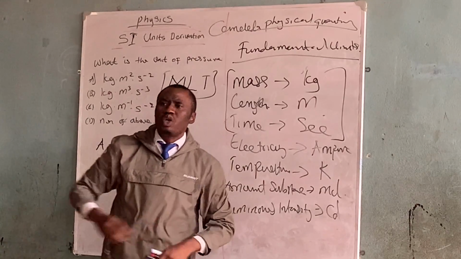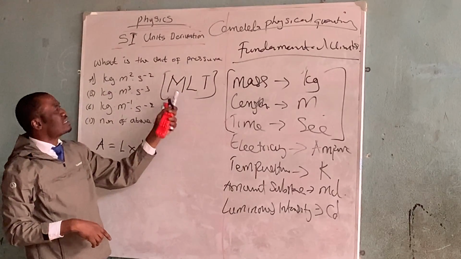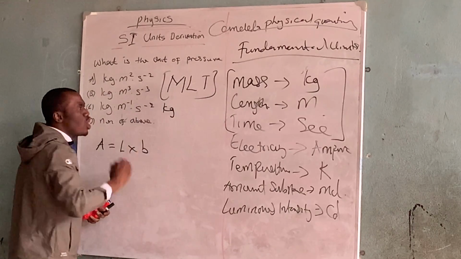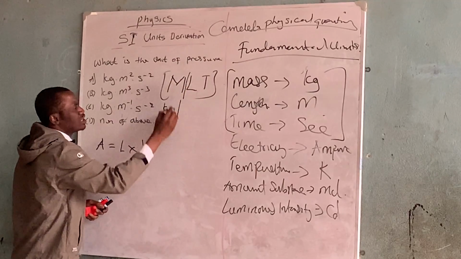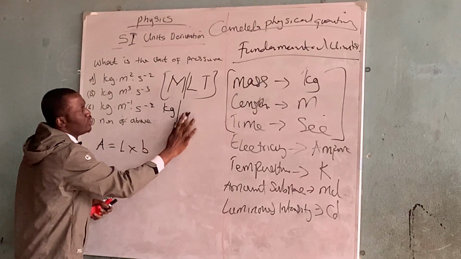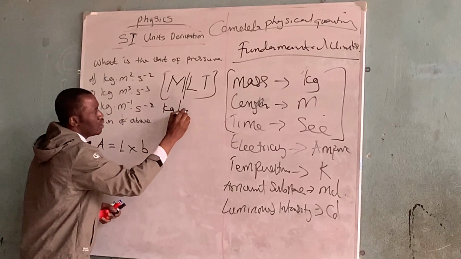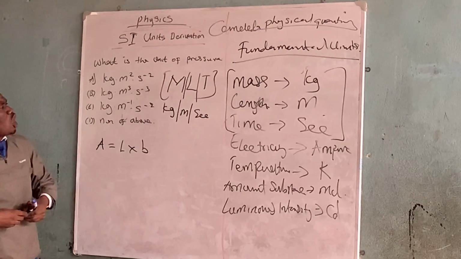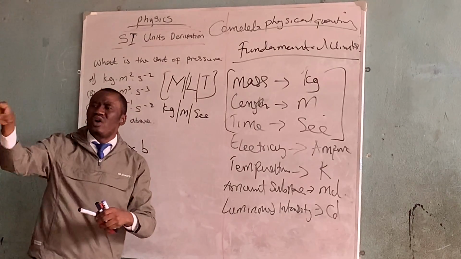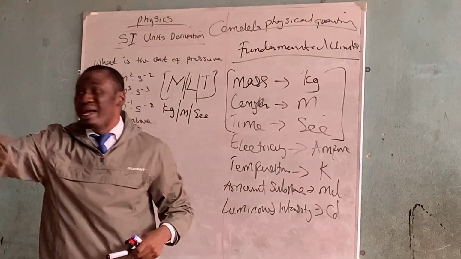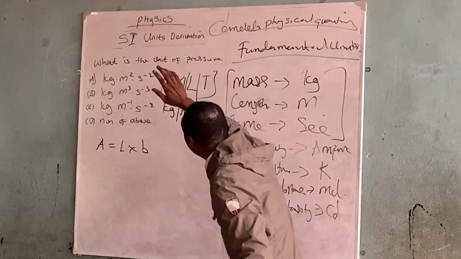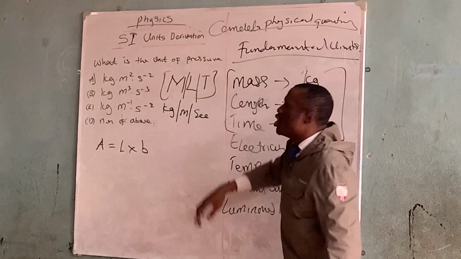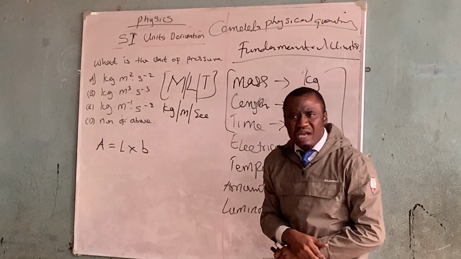Every calculation we are doing will be based on mass, length, and what? Time. The unit of mass is what? Kilogram. The unit of length is what? Meter. The unit of time is what? Seconds. So that is what we are using to derive other units. Kilogram for mass, meter for length, seconds for time, to derive every other derived unit.